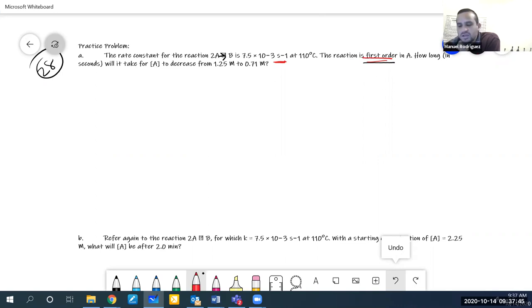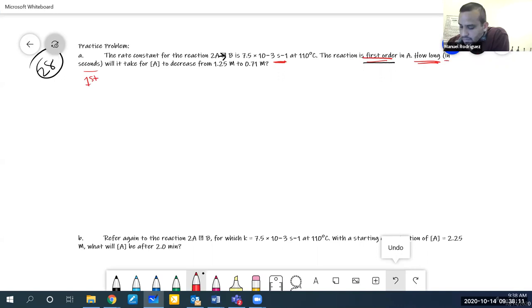So the question is, how long in seconds will it take for the concentration of A to decrease? So they're asking you for how long, which means that you have to work with the integrated law, because the integrated laws are the only ones that have time in them. Good? So I know it's first order.